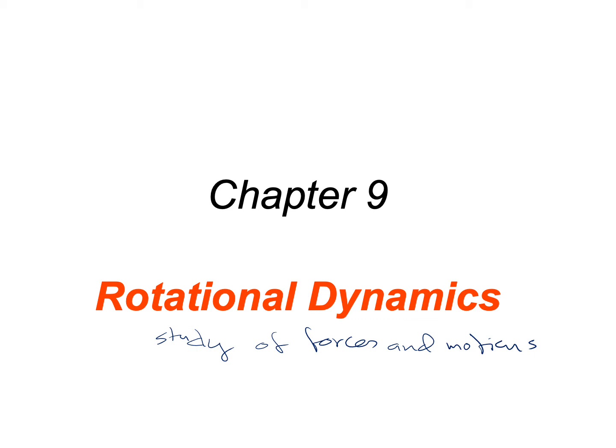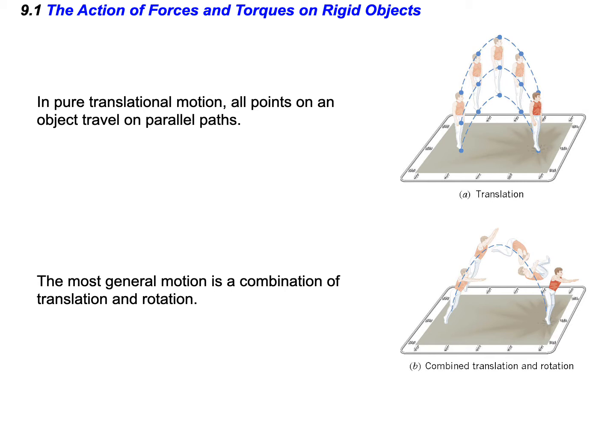So in this chapter, we're going to talk about forces and motions of objects in rotational motion. In the translational motion in figure A, you see when this person moves from here to here, all the points on his body are intact. He moves from one place to another place, but every point in his body remains the same.